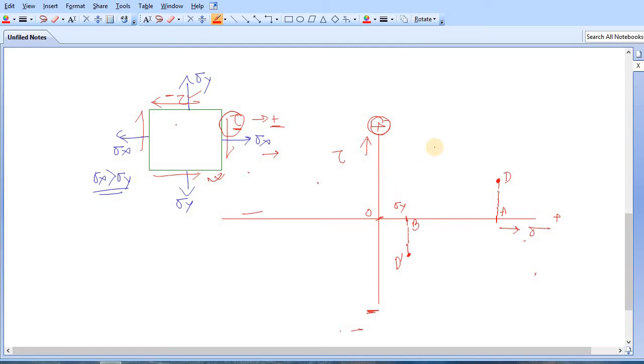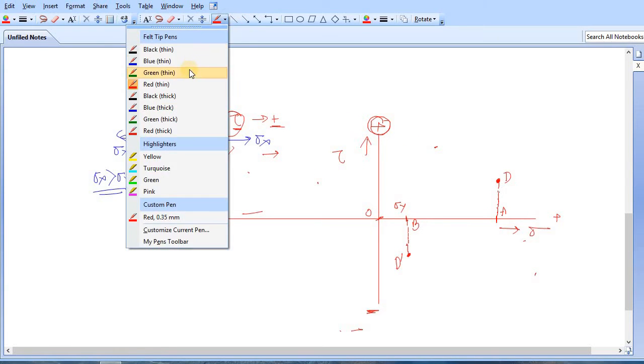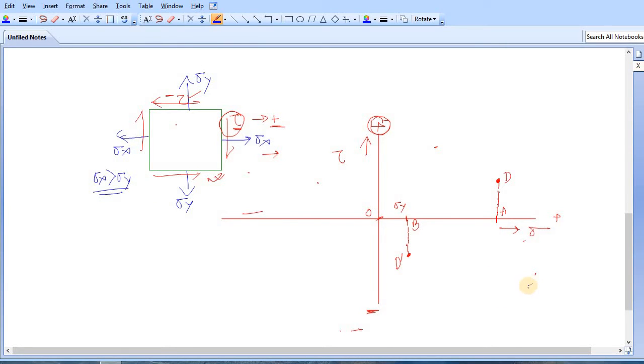Now connect D and D dash. Let's connect it. So connect D dash and D. It will intersect AB somewhere here. Let's name it C. What is the coordinate of C? Simply the average of coordinates A and B. This was your sigma x, this was your sigma y, and the coordinate of C is sigma x plus sigma y by 2. So what is our next step?